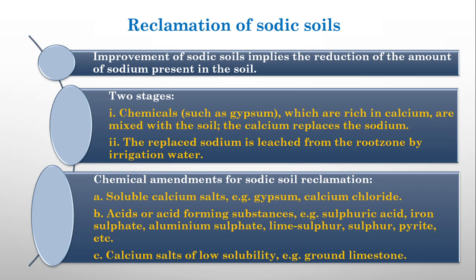Now the chemical amendments that can be used. So in the first stage we have to use some chemicals. So one is gypsum. Other than that, some chemicals we can use. They are soluble calcium salts, which is gypsum or calcium chloride, acids or acid forming substances, sulfur, pyrite, sulfate, etc. And the third one is calcium salts of low solubility, which is ground limestone. So all these things you can use as a chemical amendment. So mainly used chemical amendment is gypsum.